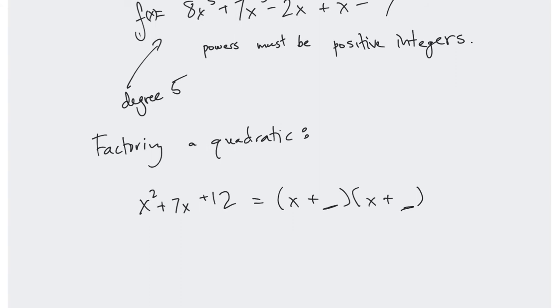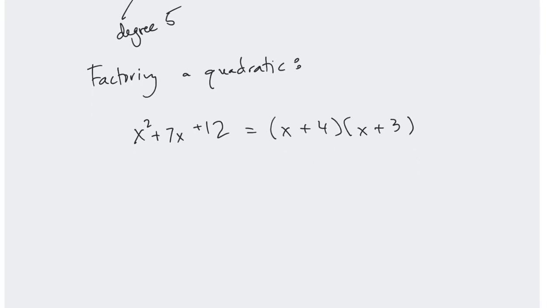Is that possible? What do you say? Yes, it is. What should I use? 4 and 3. Yeah, 3 and 4, or 4 and 3, however you want. So, 4 and 3. All right, x plus 4 and x plus 3. This is how you factor that one.